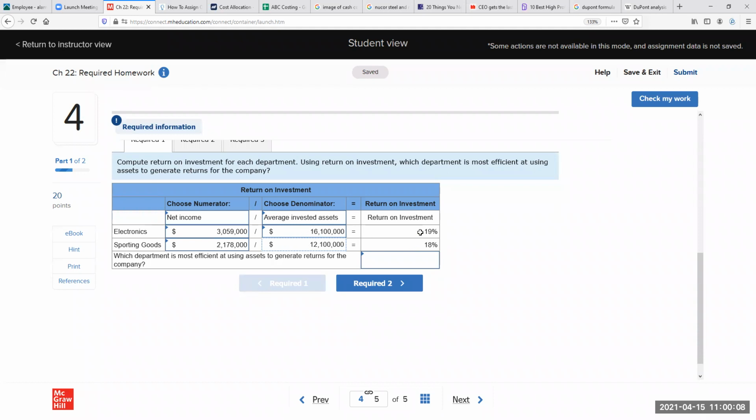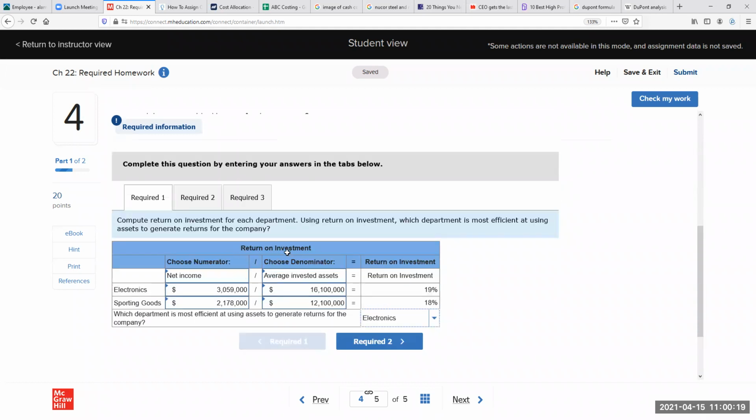So as they end up being, when you apply this, 19 and 18. Well, that gives you a much better image of this. So in this case, electronics is better. Now let's see what else they want. That's ROI.